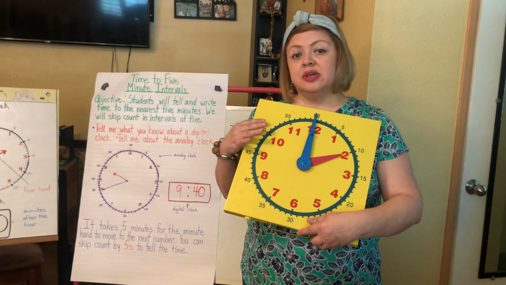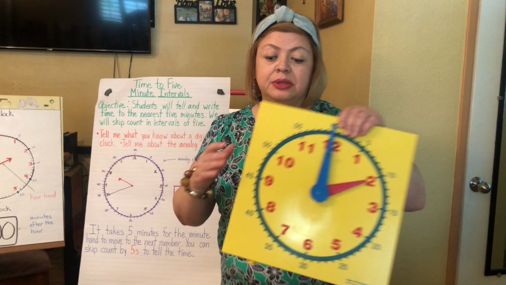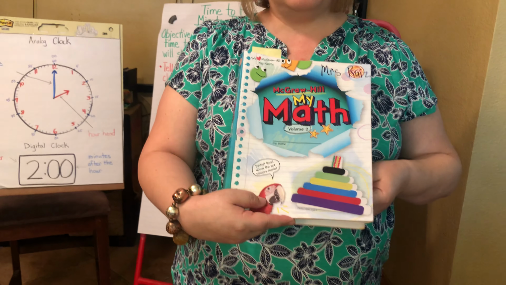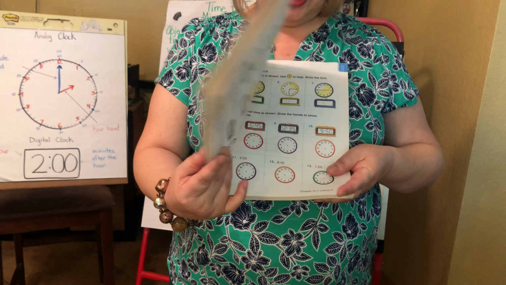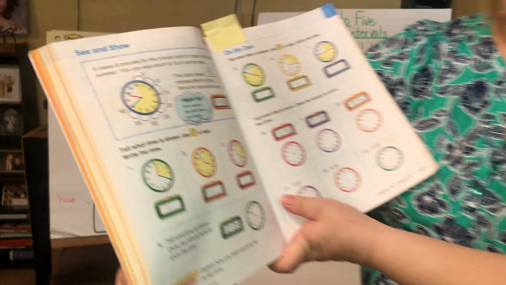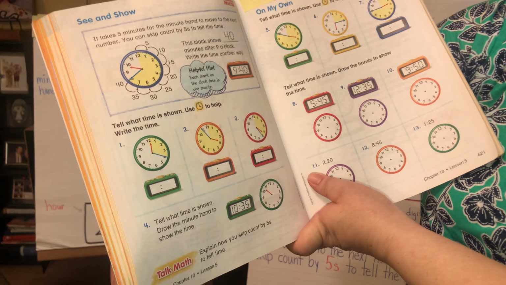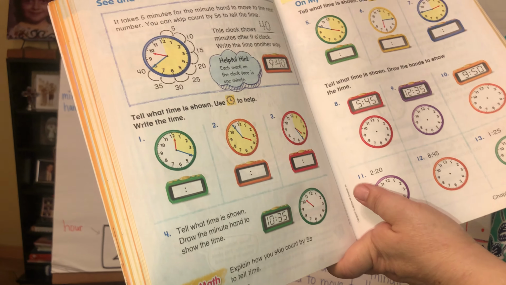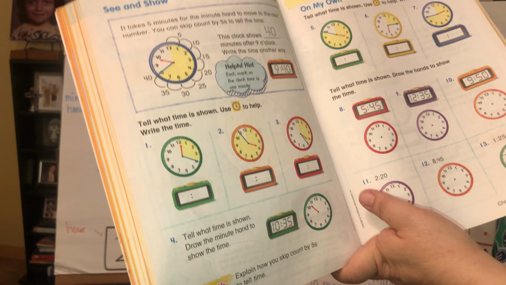But I want you to also get practice. So I'm going to ask you to please take out your math book. Remember, boys and girls, we're working out of volume 2, and we are still in chapter 10. So for today's lesson, you are looking at pages 620, 621, and 622. Those are the pages that you're going to do. You're going to start with page 620.